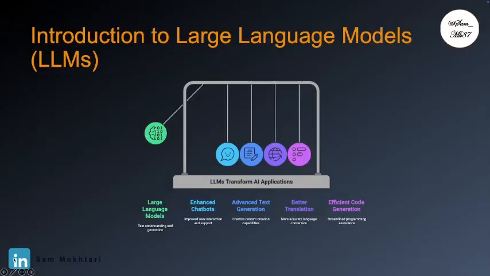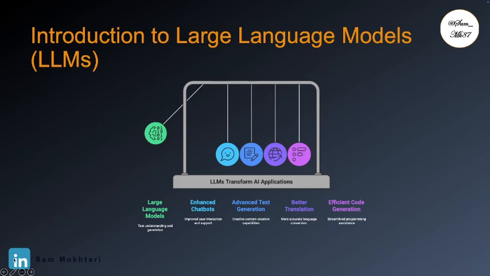All right, so let's start with a brief introduction to LLMs, which are the foundation of many AI applications that we use today. LLMs are essentially deep learning algorithms trained on an enormous amount of text data, enabling them to understand and generate text that closely resemble human language.